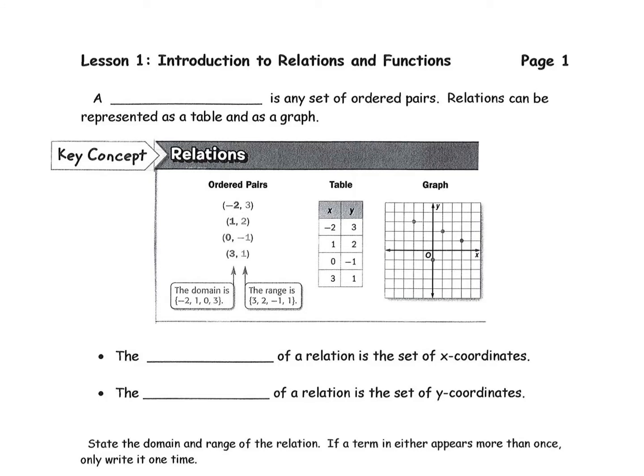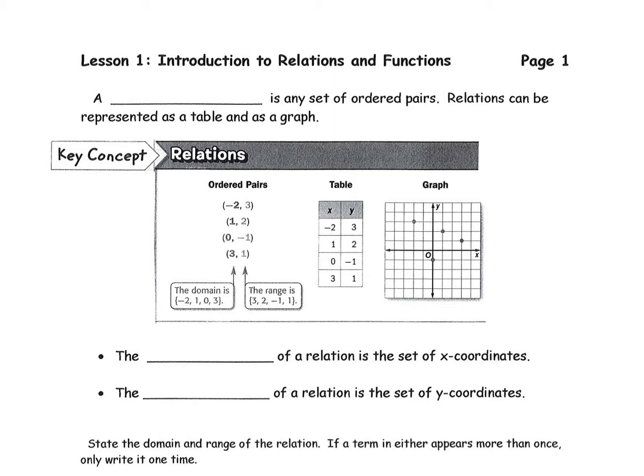Welcome to our new unit on relations and functions. So today we're going to work on lesson 1, which is the introduction to relations and functions, and we'll complete pages 1 and 2. A blank is a set of ordered pairs. Relations can be represented as a table and a graph. So we're going to start that out.